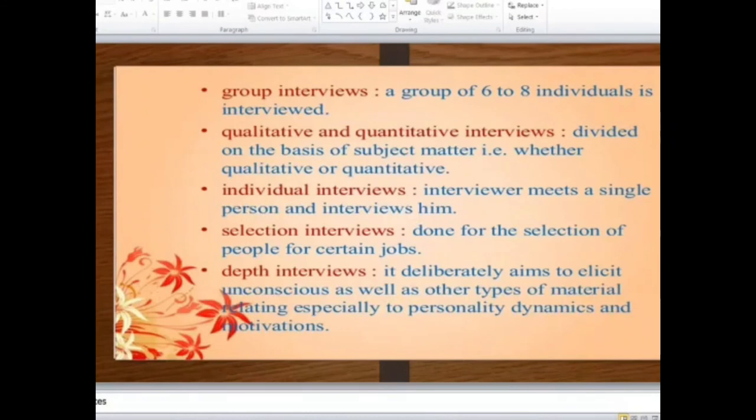And another type of interview is depth interview. Depth interview is somewhat different. It deliberately aims to elicit unconscious as well as other types of material relating, especially to assess the personality dynamics and motivation. These are some of the types of interviews.